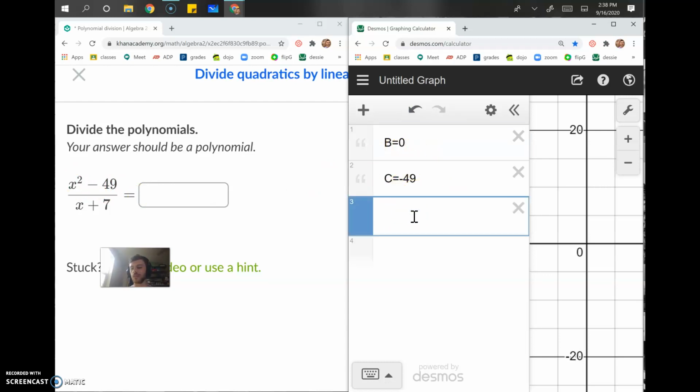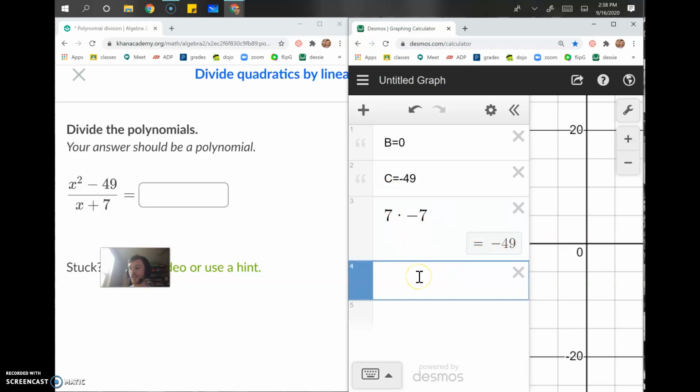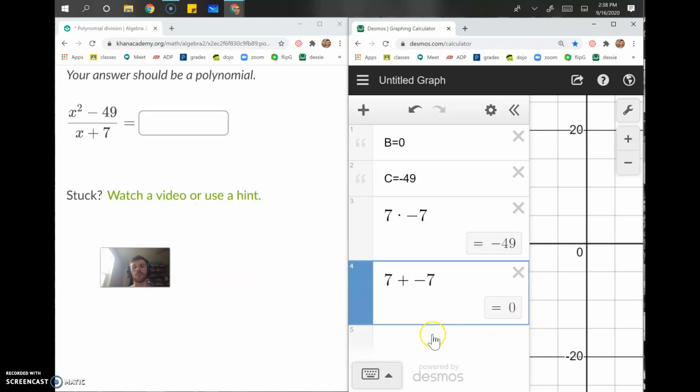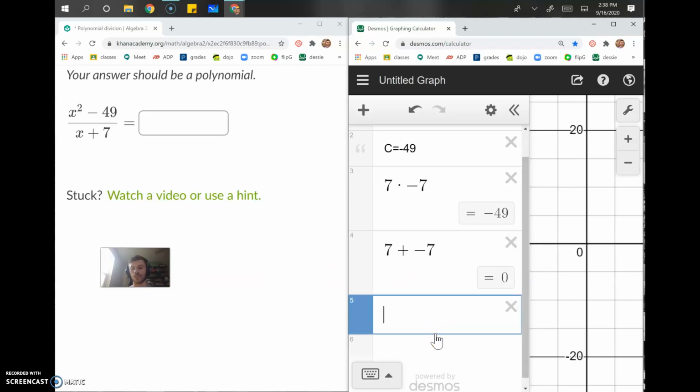Constant's negative 49. Numbers that multiply to negative 49. There's only one such combination. 7 times negative 7. Boom. Negative 49. And watch what happens when we add them. They add to 0. Cool. We've got our numbers. Let's go ahead and type in the math real quick.